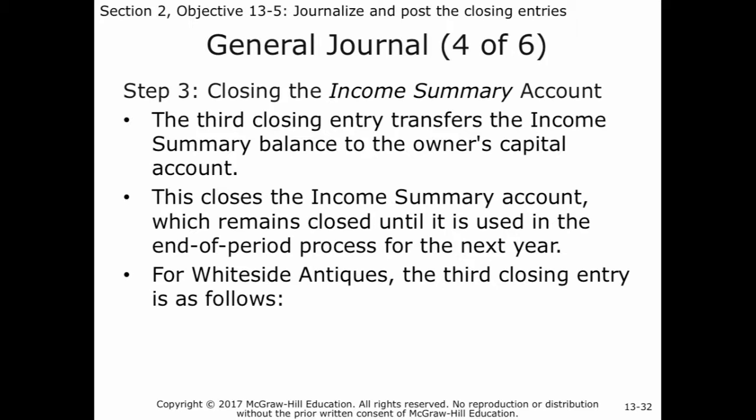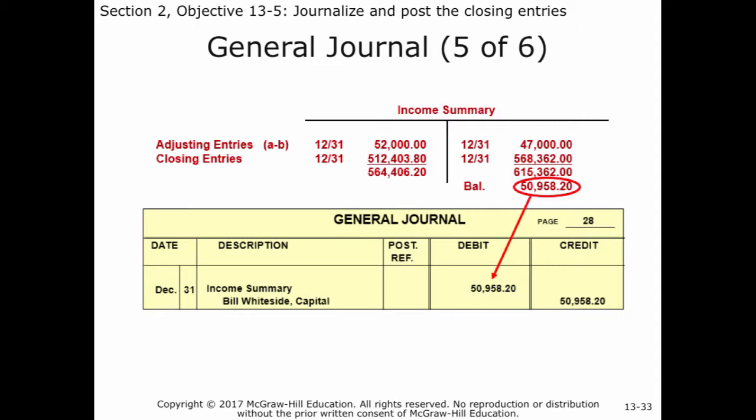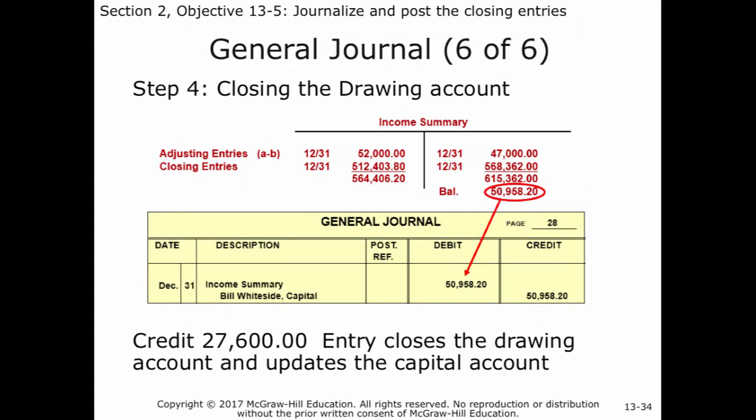Step 3, we will close the income summary account, and we do that by closing the balance into the owner's capital account. And those steps are discussed in previous chapters. So we do this third step by debiting the income summary and by crediting the owner's capital, which in this case is for Bill Whiteside. Lastly, for step 4, we close the drawing account and we close the balance into the owner's capital account. So we debit the owner's capital and then we credit the drawing account.